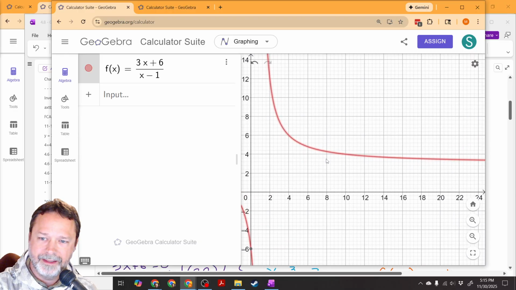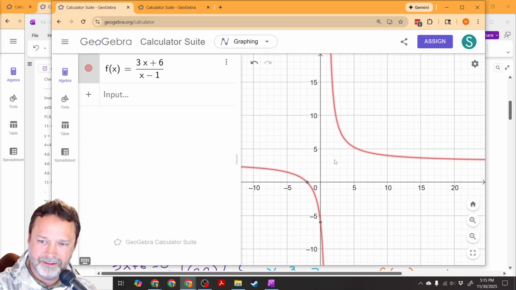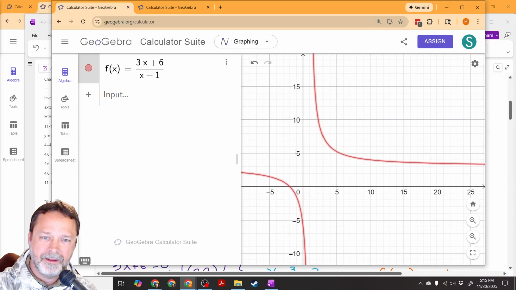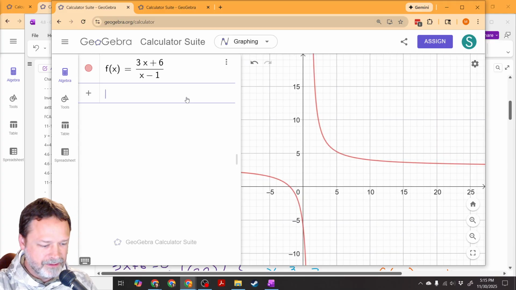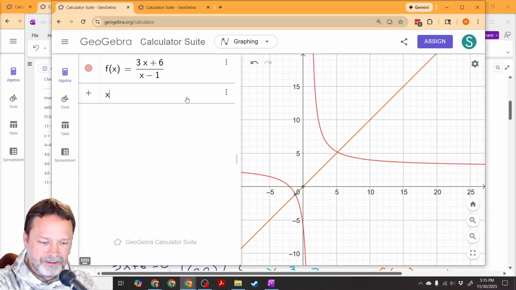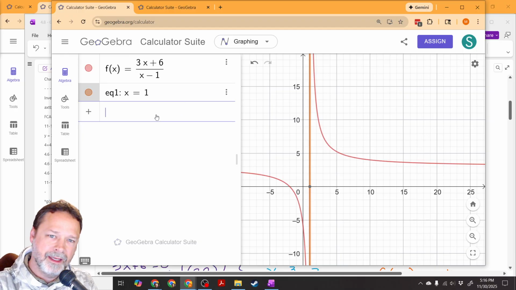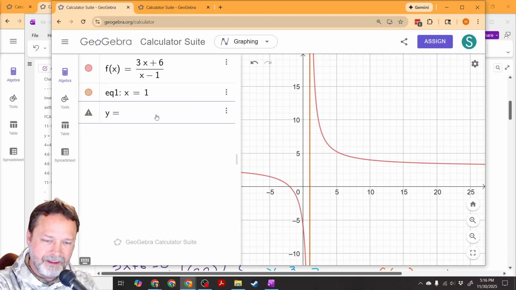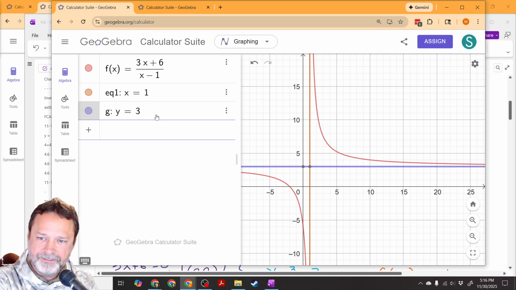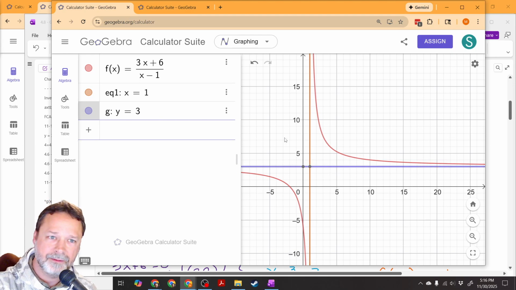And I did something terribly wrong, it looks like. We got 0, negative 6. We got negative 2, 0. We got 10, comma 4 here. And we got our asymptotes. They were at x equals 1 and y equals 3. We got those. Those all look really good.